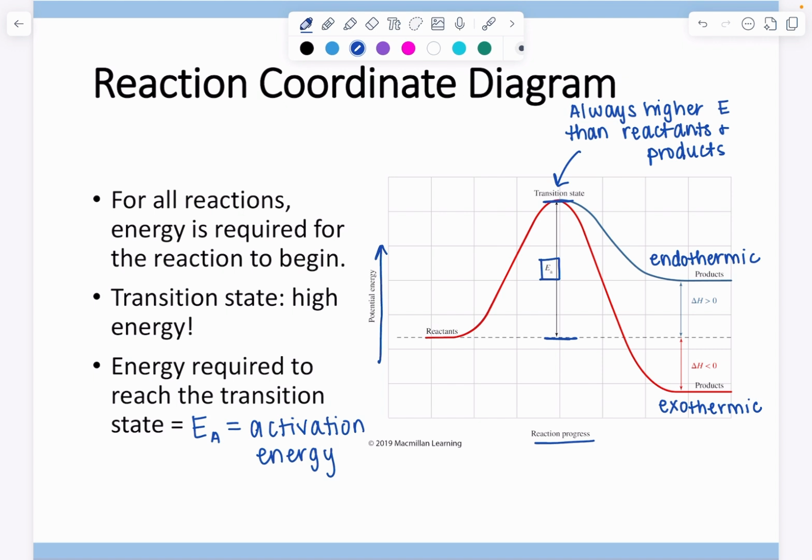So reactants need to absorb enough energy to get to the transition state, and then it's like a roller coaster. Once you're up there, it's easy to continue the reaction and reach the products.